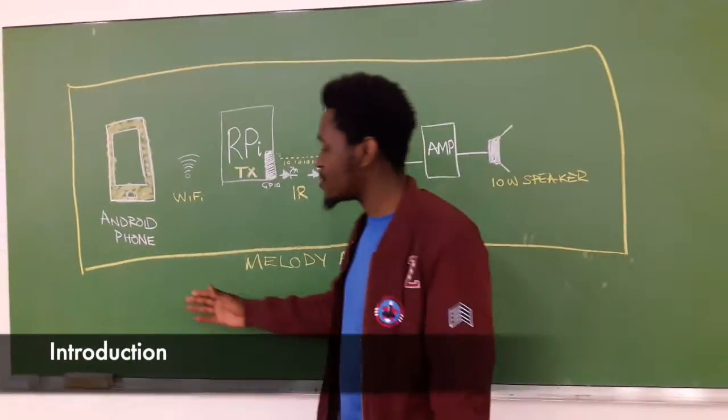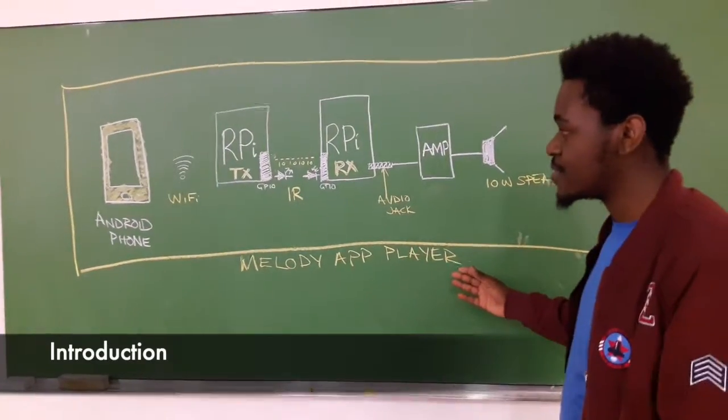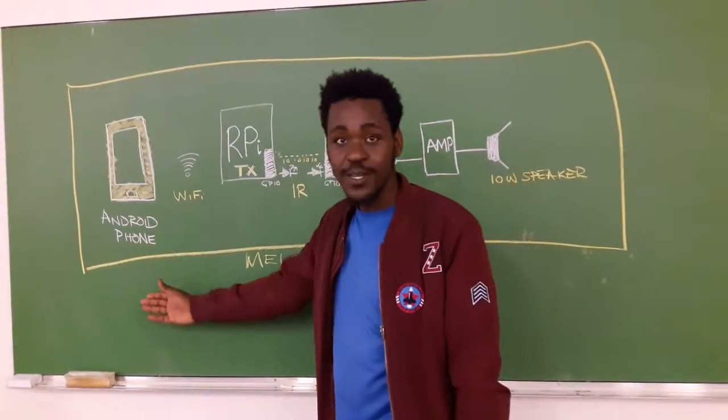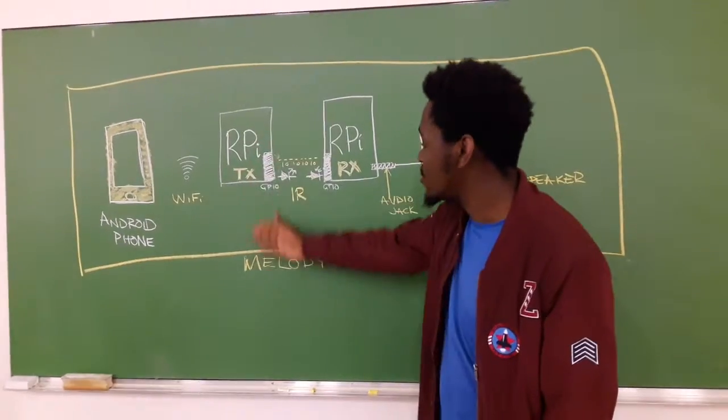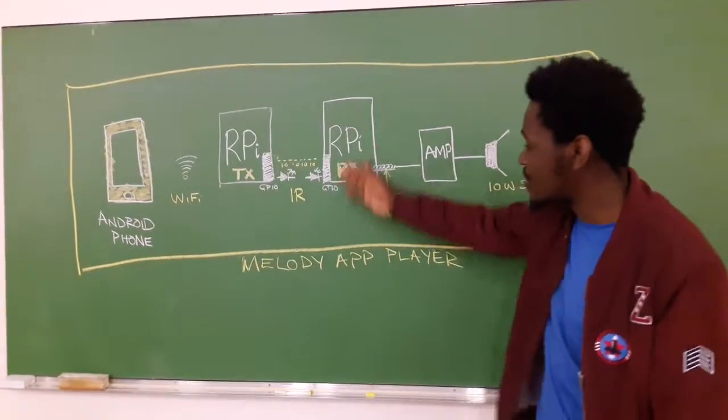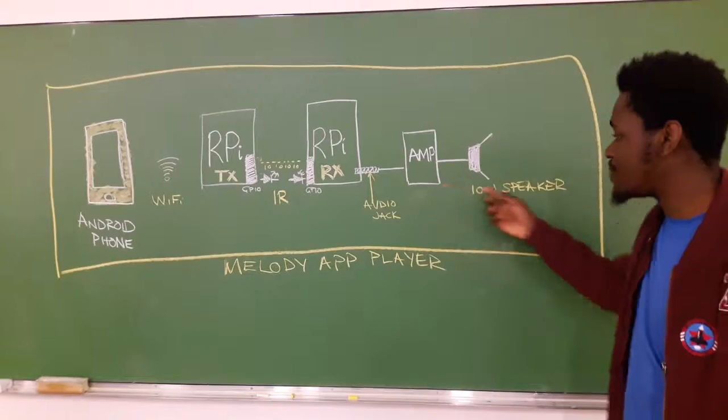This is a basic description of our Melody app player system. We start off with an Android phone, connected to the first Raspberry Pi, to a second Raspberry Pi, an amp and a speaker.